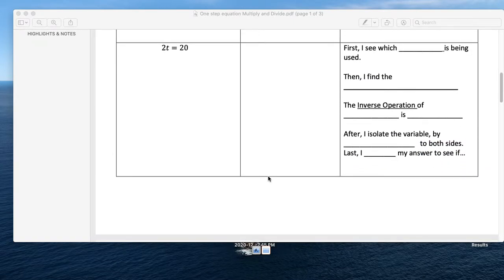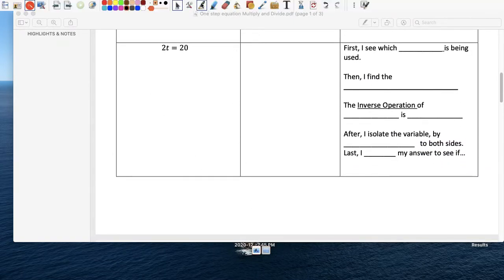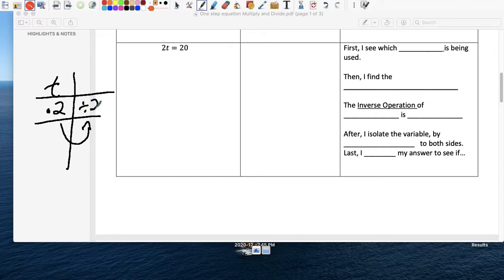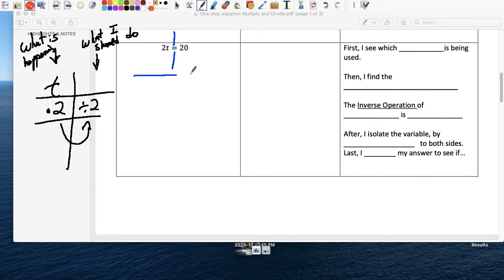2t equals 20. Simple enough. So I have a coefficient 2. And t at this moment is currently being multiplied by 2. So to undo that, I'm going to divide it by 2. So on this one, the left side tells me what I have, what is happening. And then the right side tells me what I should do. It tells me that I have to divide both sides by 2. So let's do that. Divide this side by 2. Divide this side by 2.